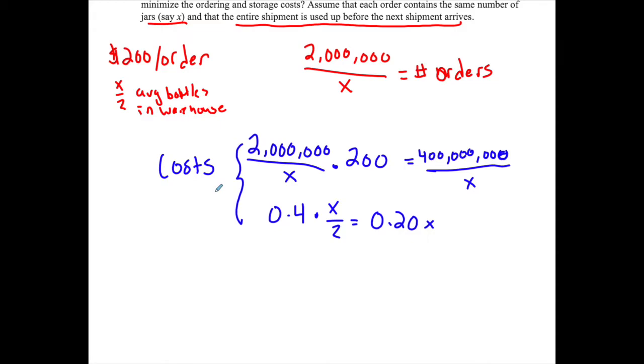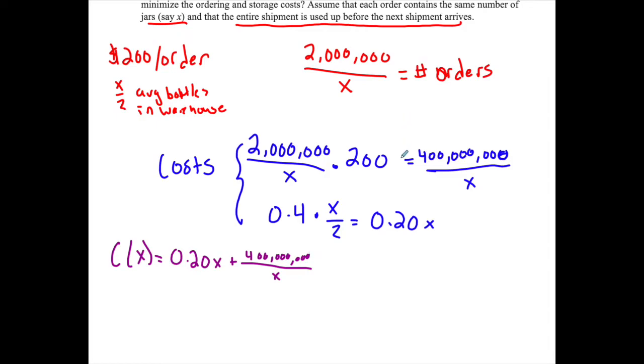So what I'm going to do is this. Let's define our cost function. The cost associated with x is equal to 0.20x, the storage, plus the shipping, 400 million over x. So now we're optimizing this.